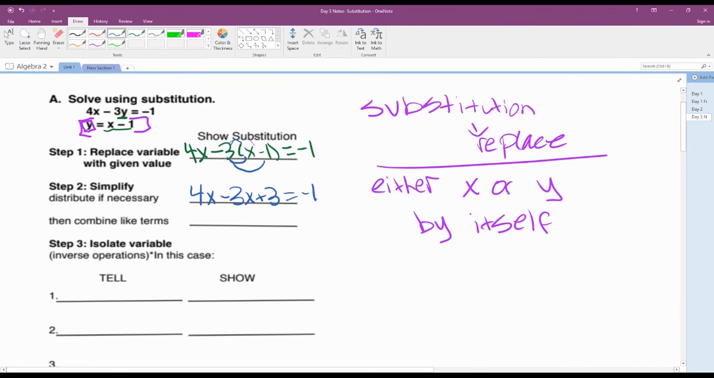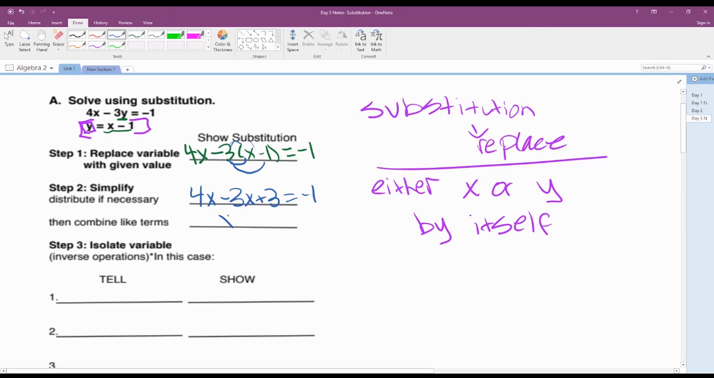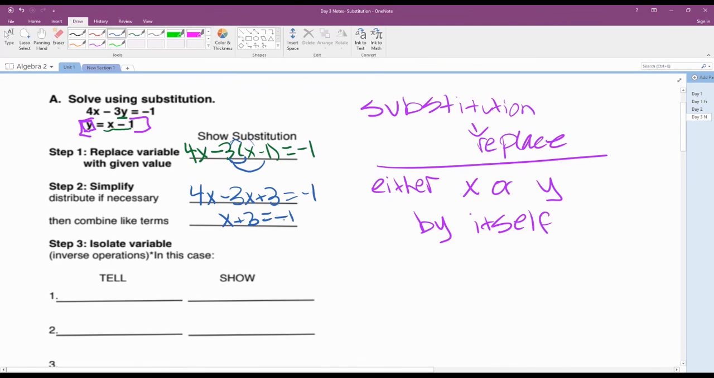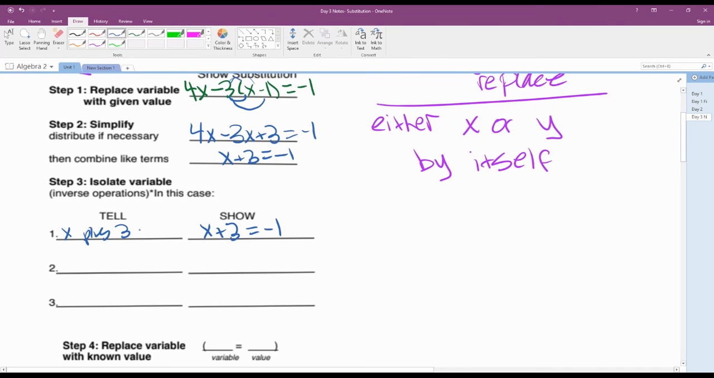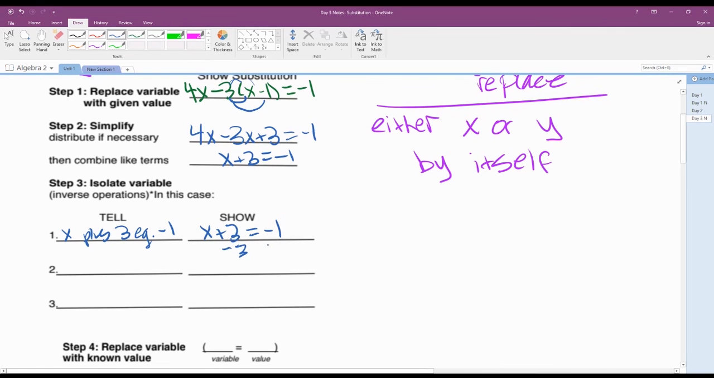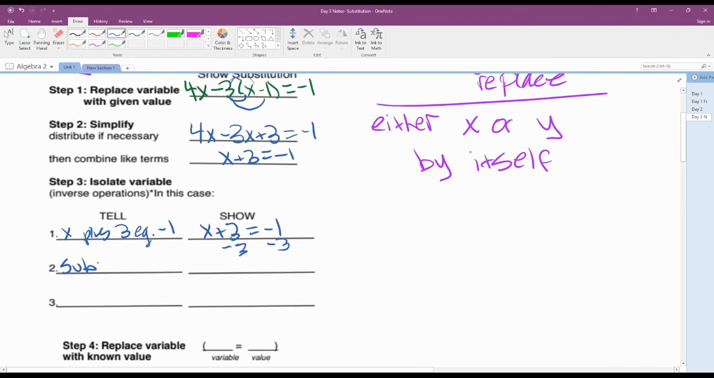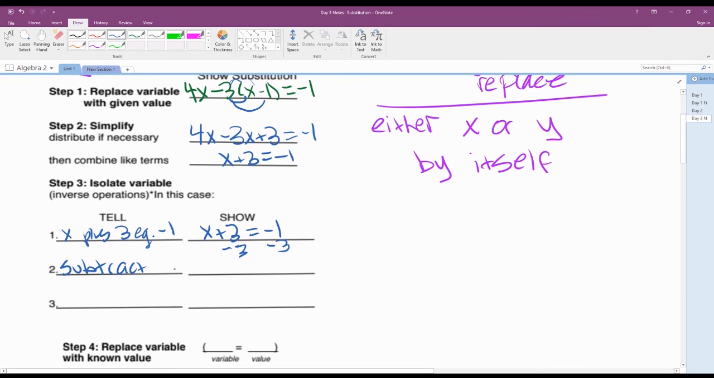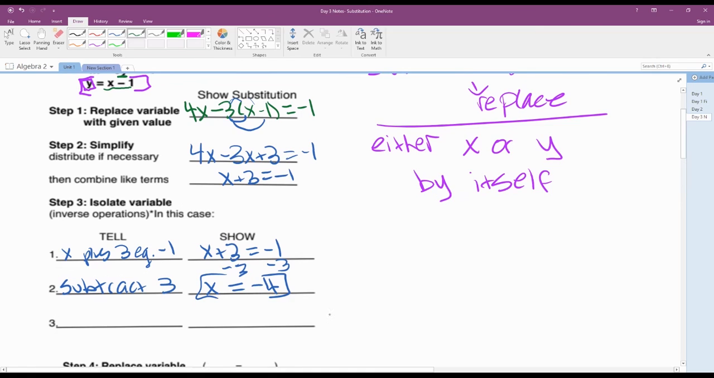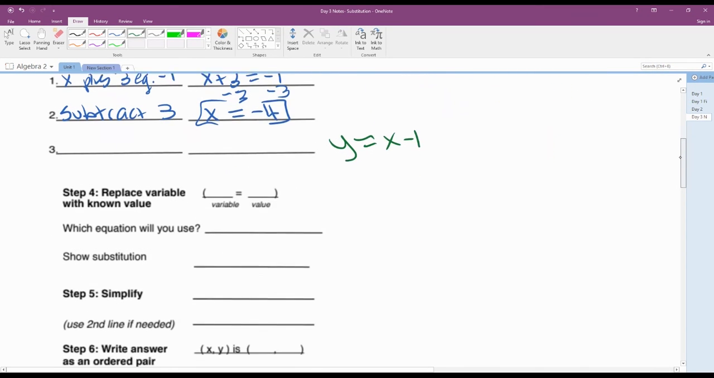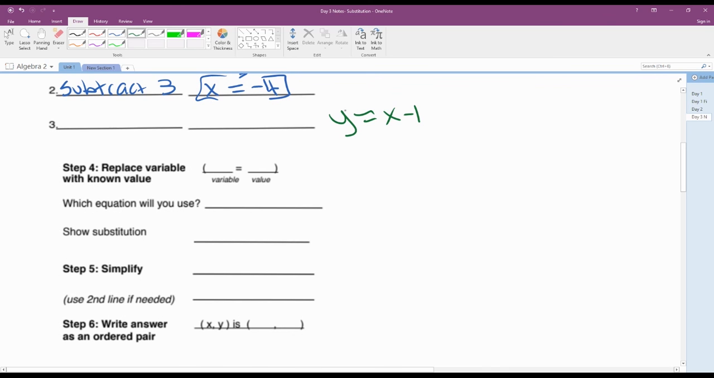When I get the variable by itself, I got x plus 3 equals negative 1. I want to subtract 3 from both sides. I get x equals negative 4. Now I know that x equals negative 4, and I know that y equals x minus 1. So now that I know a number for x, I can figure out what that number is for y.